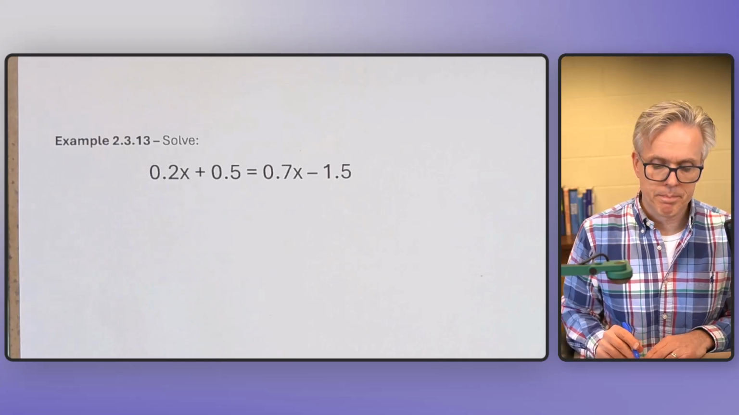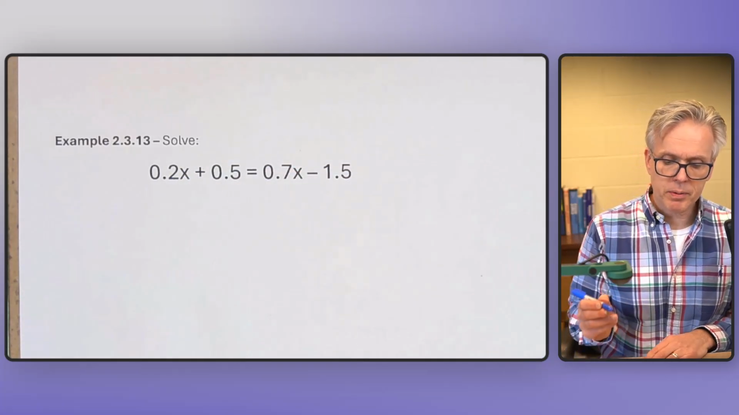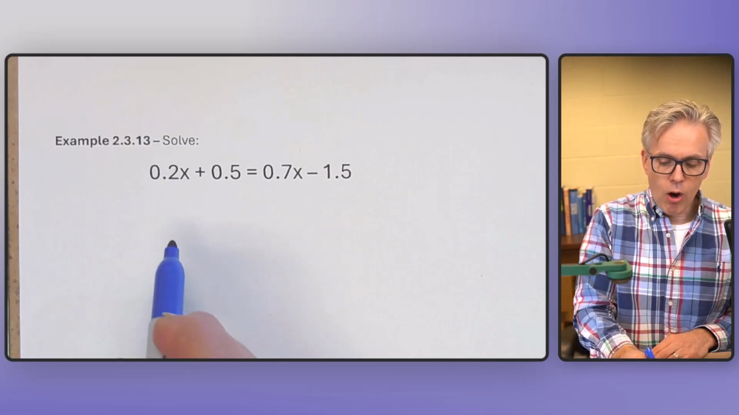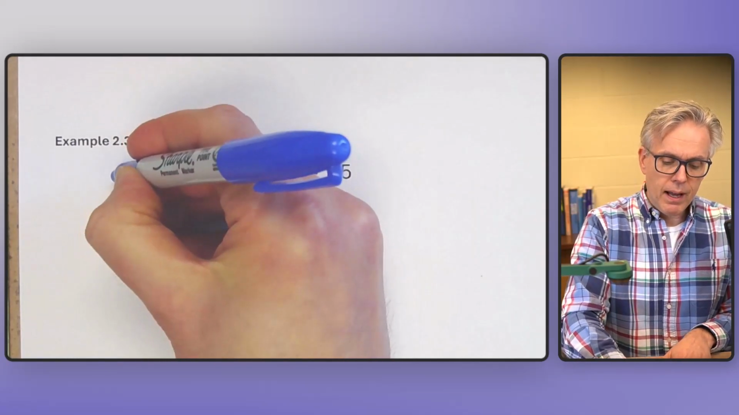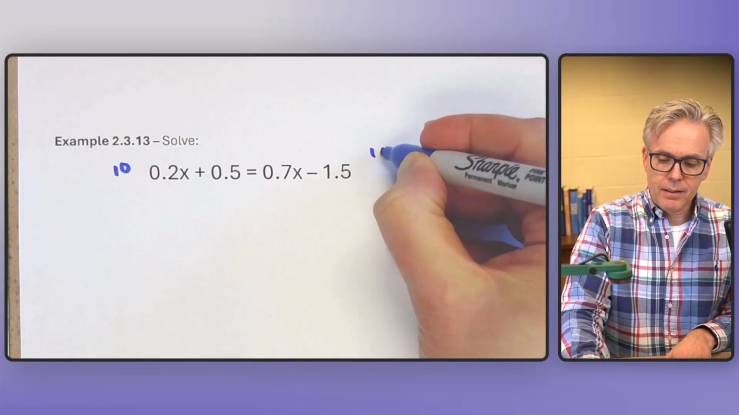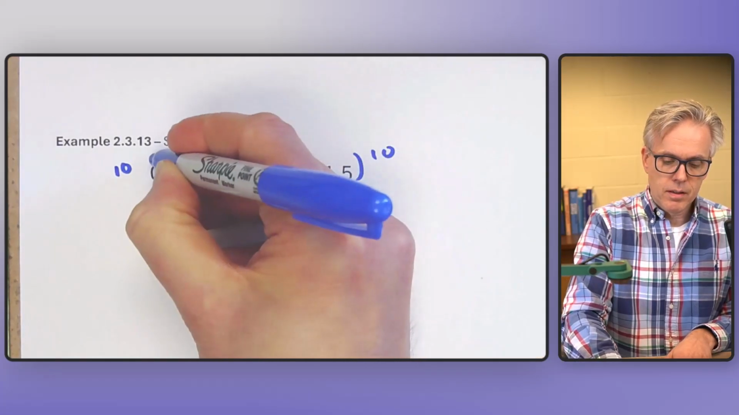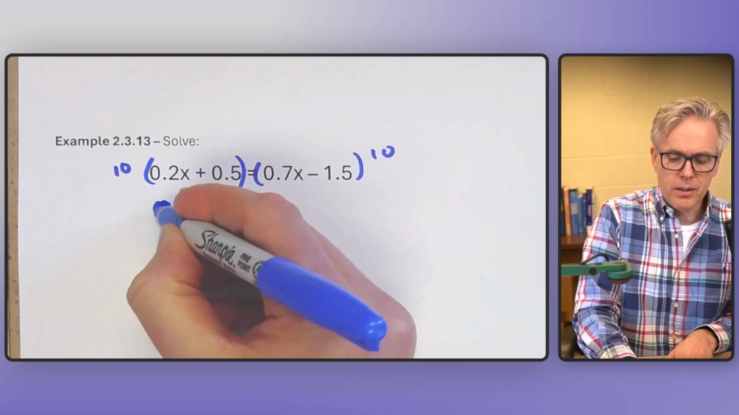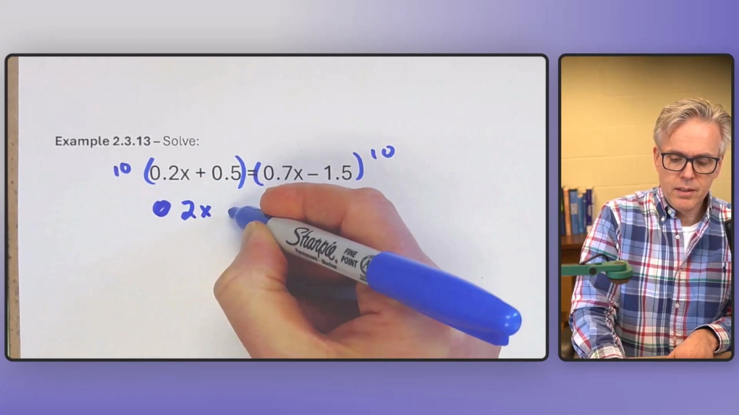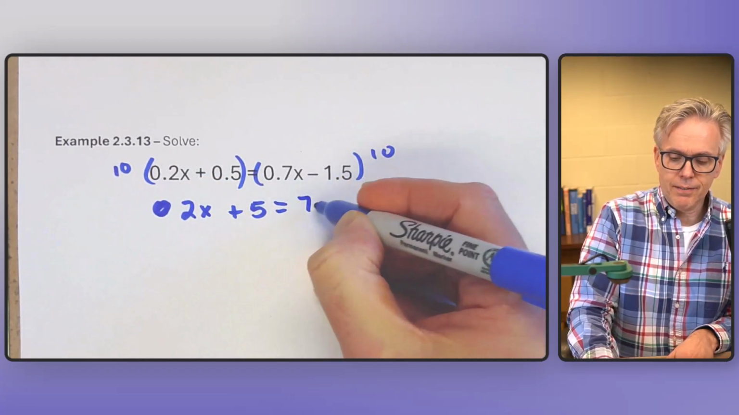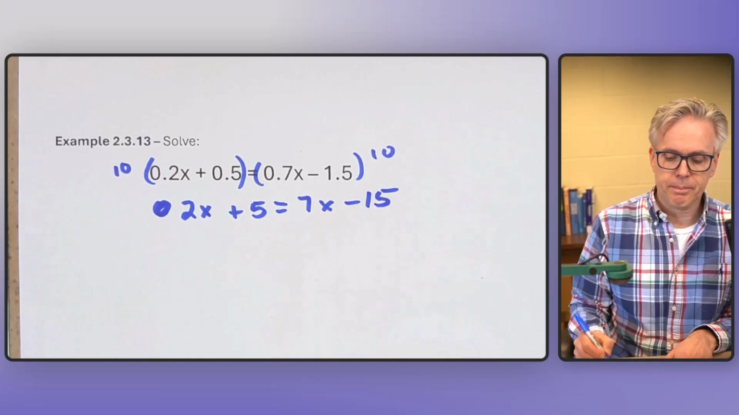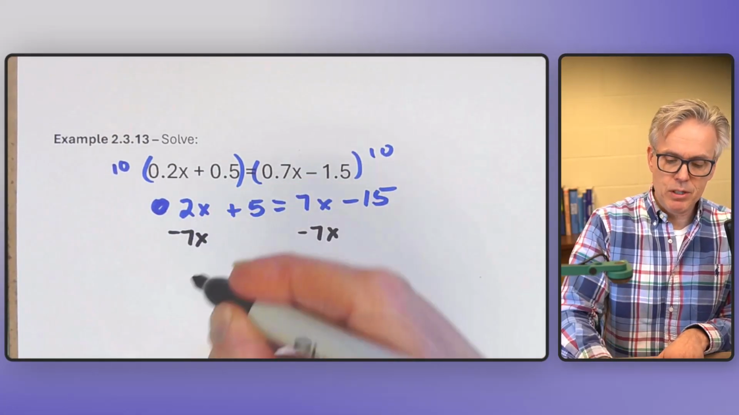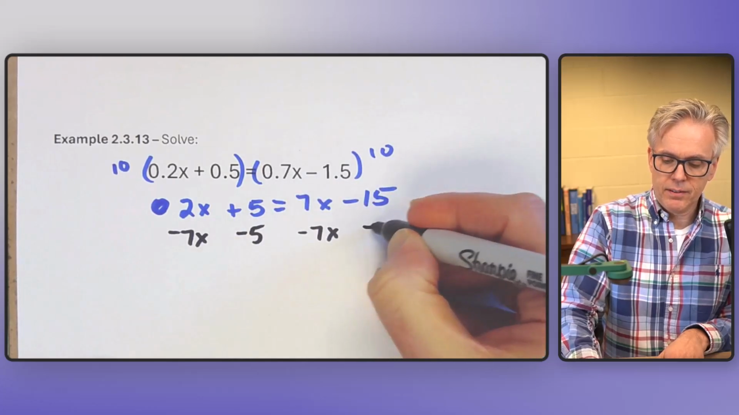Okay, let's try this one. We have 0.2x plus 0.5 equals 0.7x minus 1.5. Again, all these are to the 10th, so I'm going to multiply both sides through by a 10. And so what that does is it just shifts every value here. We'll have 2x plus 5 equals 7x minus 15. I'm going to go ahead and subtract 7x from both sides. In the same move, I'll go ahead and subtract 5 from both sides.